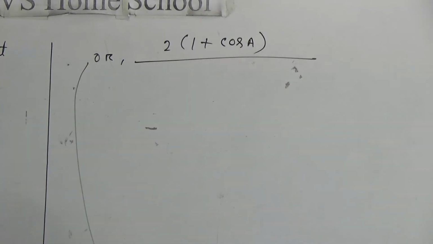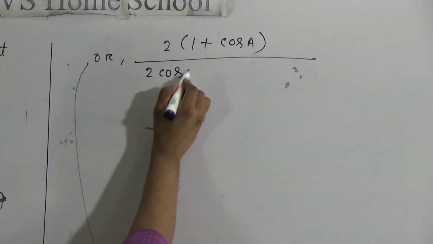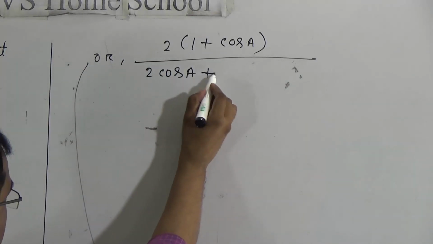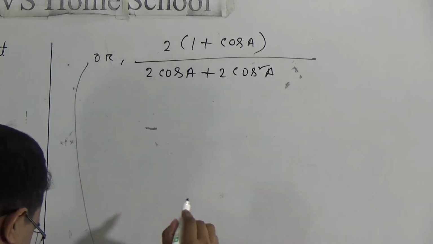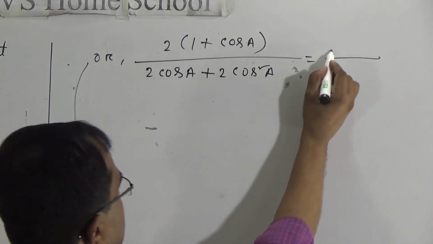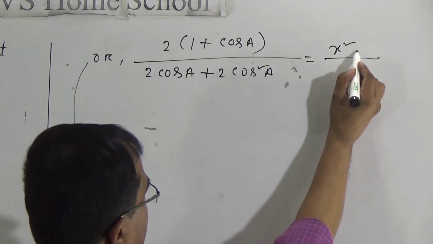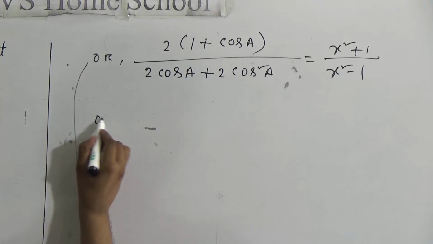Now in the denominator we know that cos square a plus cos square a is equal to 2 cos square a. So it is 2 cos a plus 2 cos square a. Here we will write 2 cos a plus 2 cos square a, and this is equal to, on the right side, x square plus 1 divided by x square minus 1.